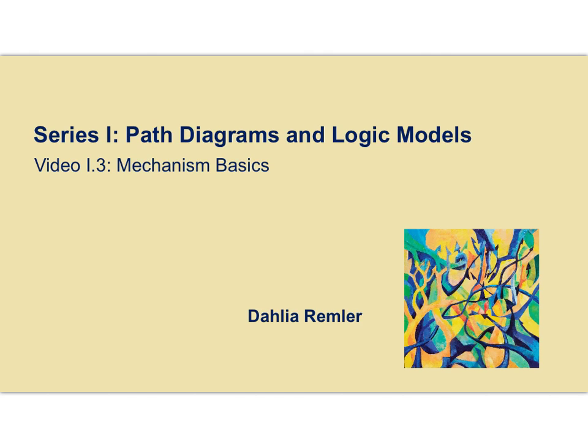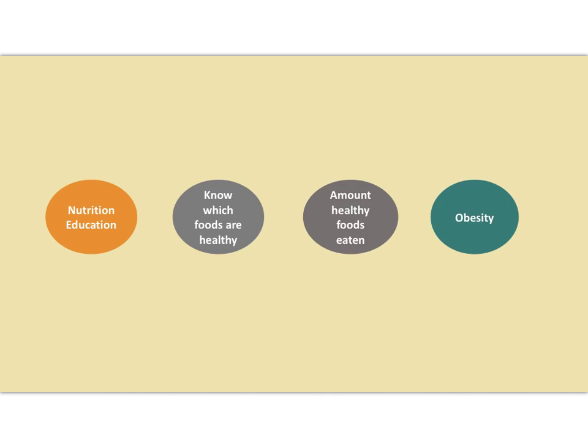In this short video, we're going to go over the basics of mechanisms and how you show the mechanism using a path model. A mechanism is about how and why the program is supposed to work, how it's going to actually end up changing the outcome. So the program we've been working with is nutrition education. And our theory was that more nutrition education would reduce obesity.